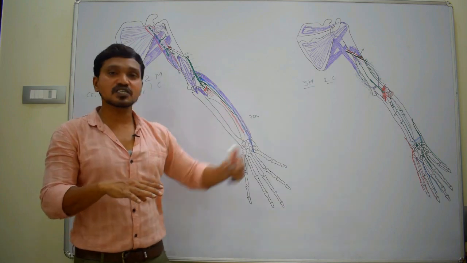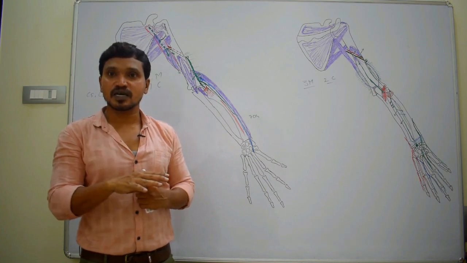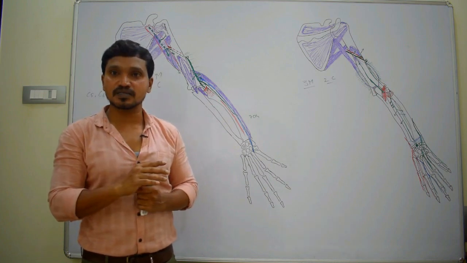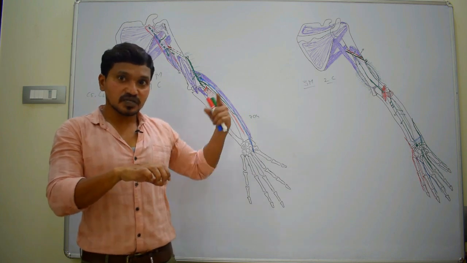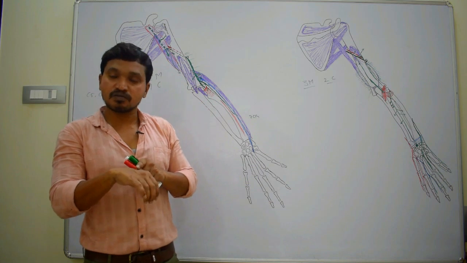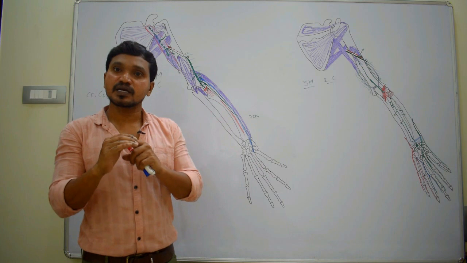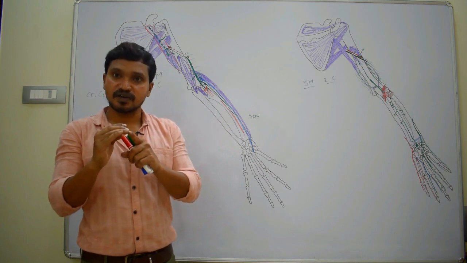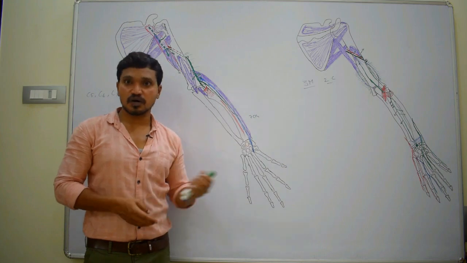Because the extensor digitorum, extensor digiti minimi, extensor indicis and extensor carpi ulnaris have been paralyzed, there will be loss of extension of the fingers. But extension may happen in the middle and distal phalanges because of the lumbrical muscles. So this is about the complete radial nerve.